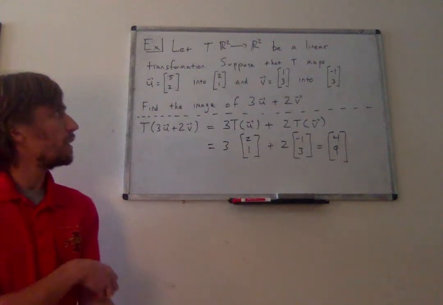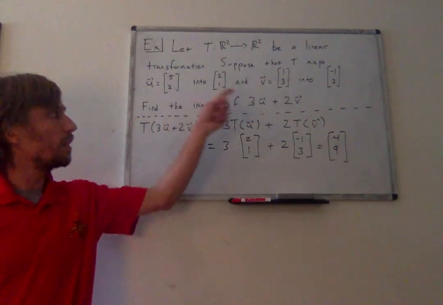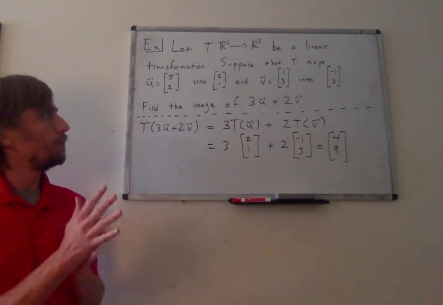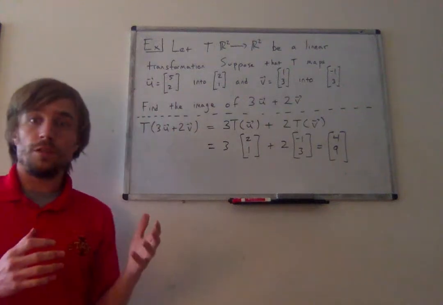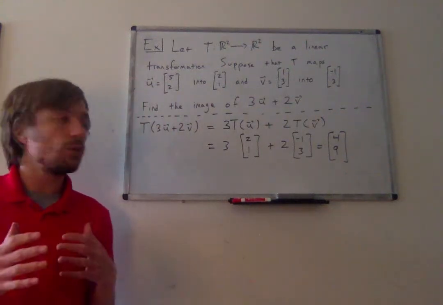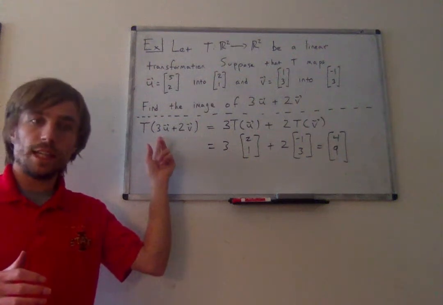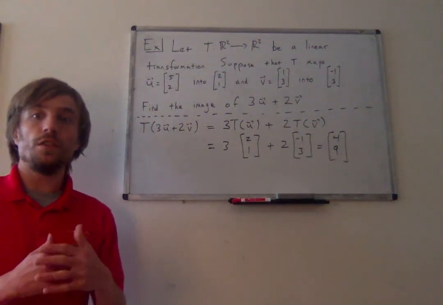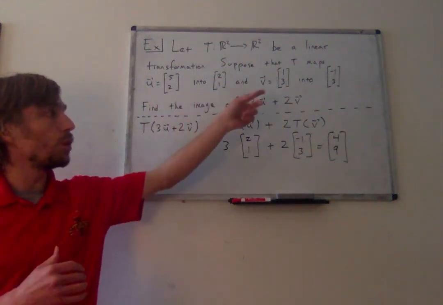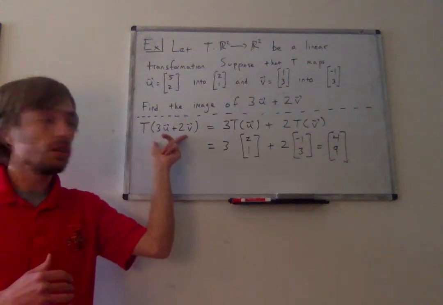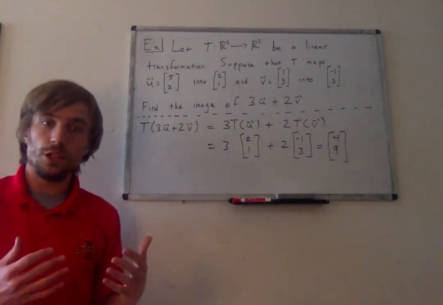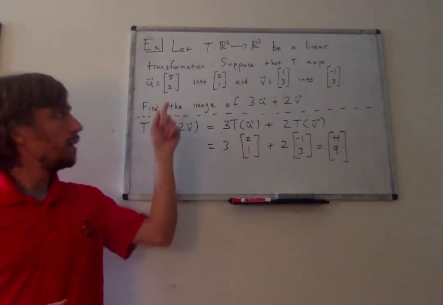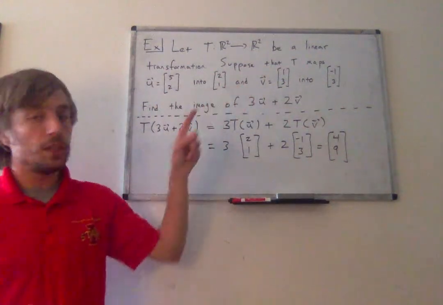Something interesting to think about: consider the span of u and v, all linear combinations of u and v. We have the ability to calculate the image of any vector that can be written as a linear combination of u and v, just knowing where u goes and where v goes, as we saw here. This vector was a linear combination of the two, and we actually know where it went. In fact, u and v span R2.